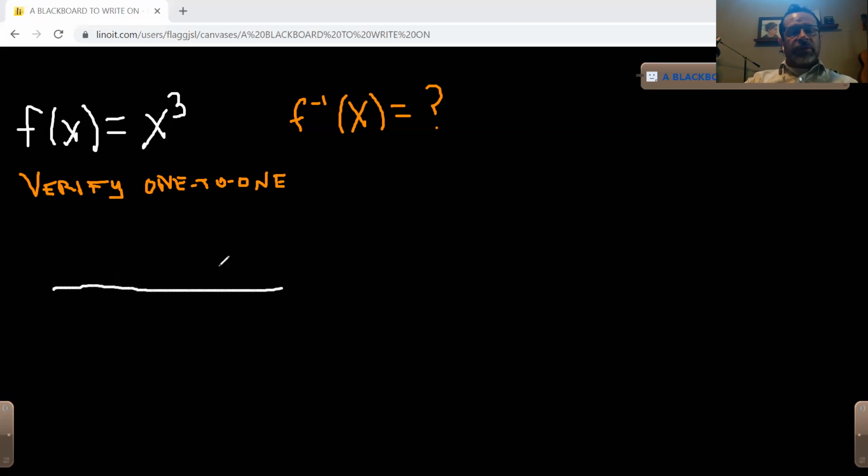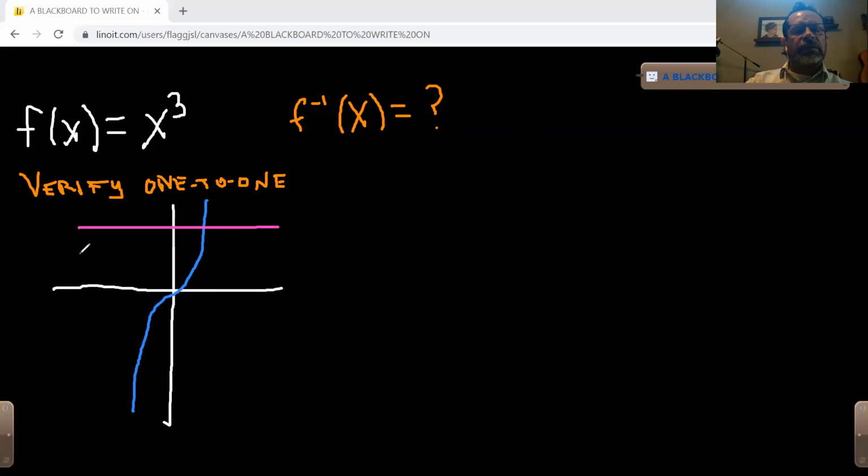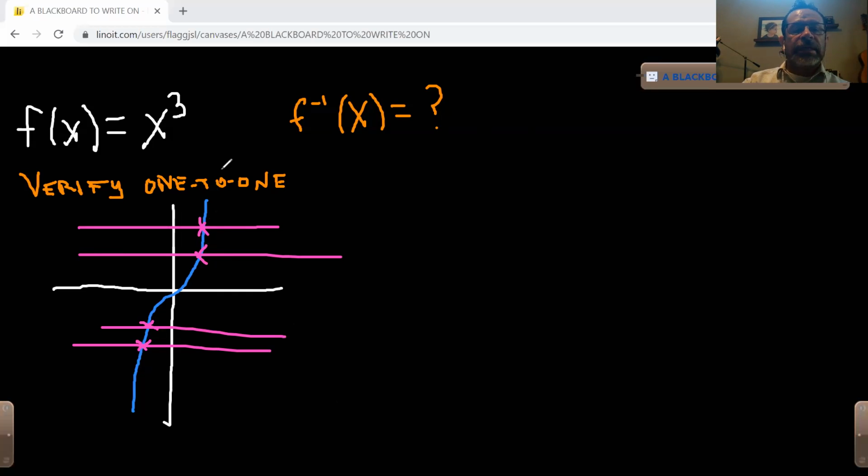This function, I actually drew it in the examples I was giving before. X to the 3, the function goes something like this. And so if we do the horizontal line test, we're going to see that we're just crossing in one point. So this means that the function is one-to-one.